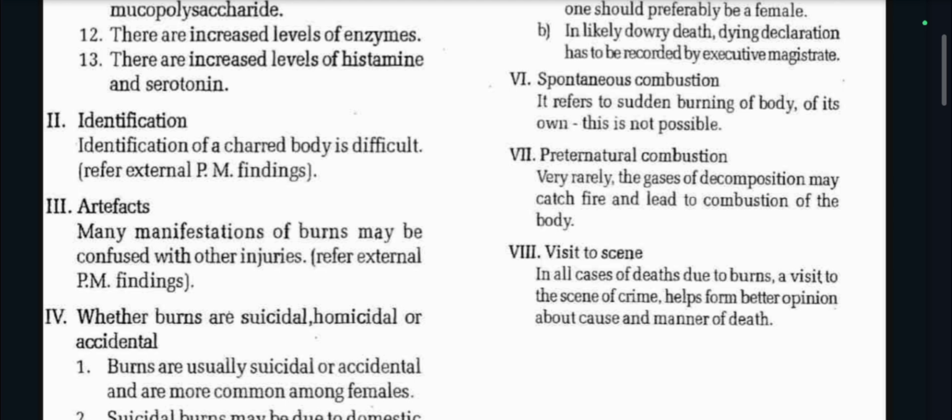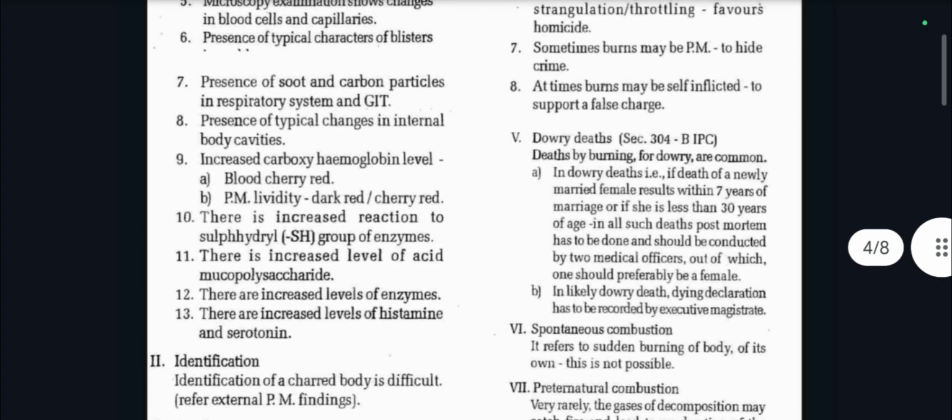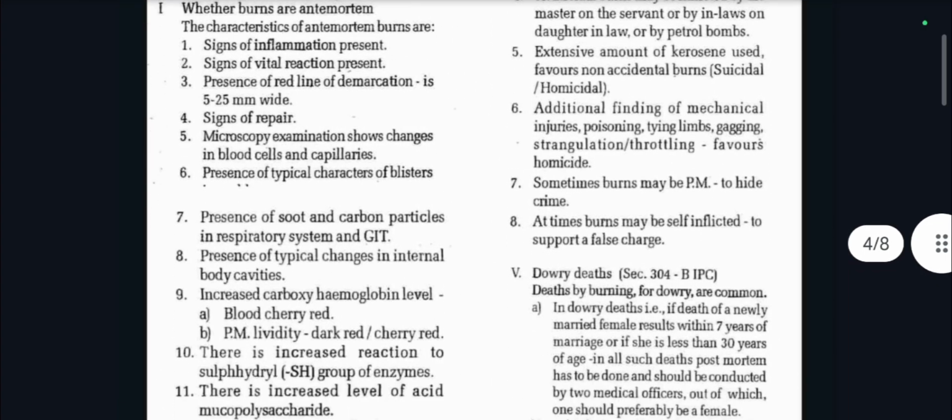So if you are going to visit the scene of crime, then obviously you are going to find out better reasons, better opinions about the cause and manner of death, because you yourself are going to investigate the case, right? So whenever you are going to visit the scene, that would be more beneficial. So yeah, these were a few points, broad headings in case of medical legal aspects of burn.